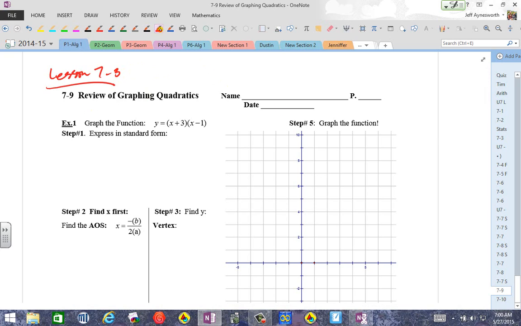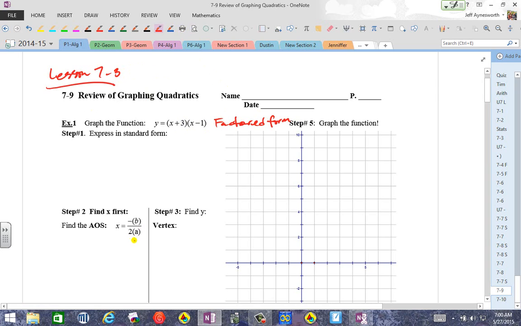Here we go. The very first thing you have to realize here is that we have a function in factored form. In factored form you cannot determine what A, B, and C are to determine the vertex. So what you need to do is go from factored form to standard form. Standard form is y equals a times x squared plus bx plus c. The very first thing we're going to do is use FOIL. We're going to multiply the binomials and get it in standard form so we can determine A, B, and C.